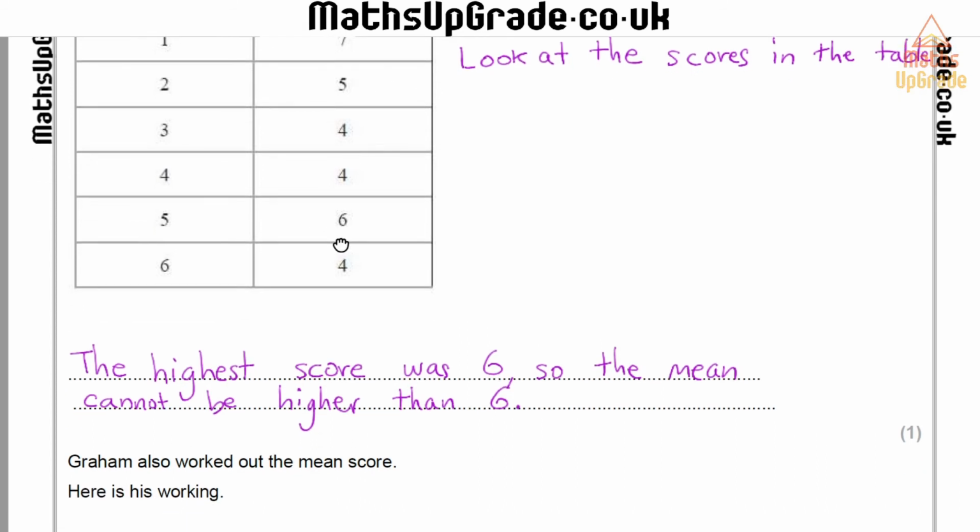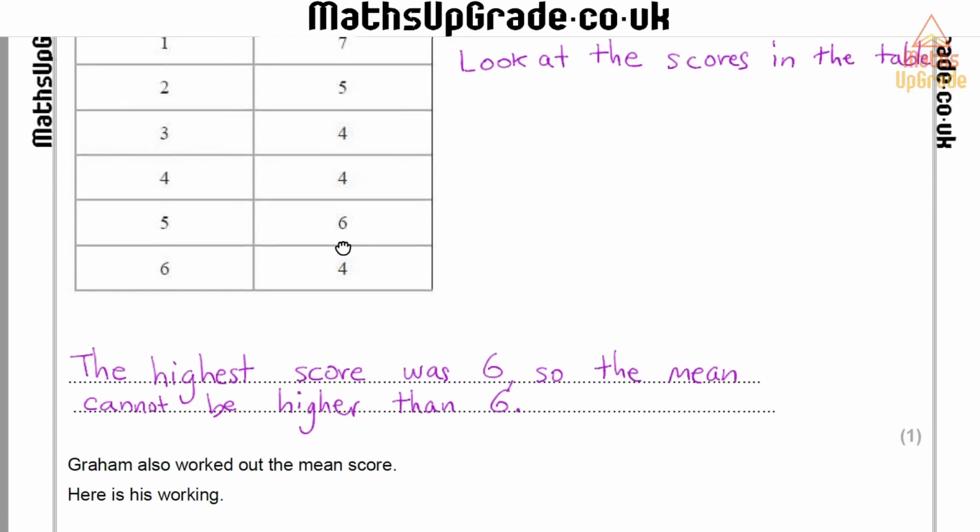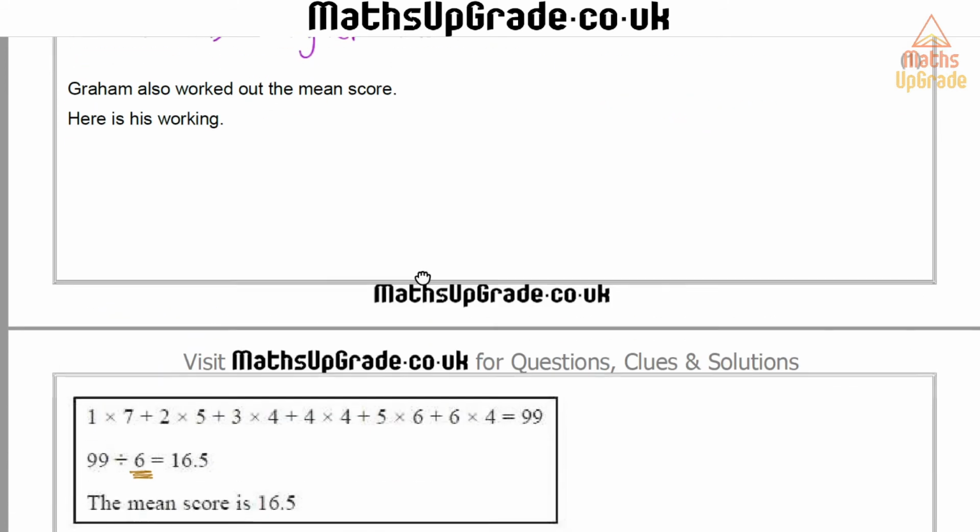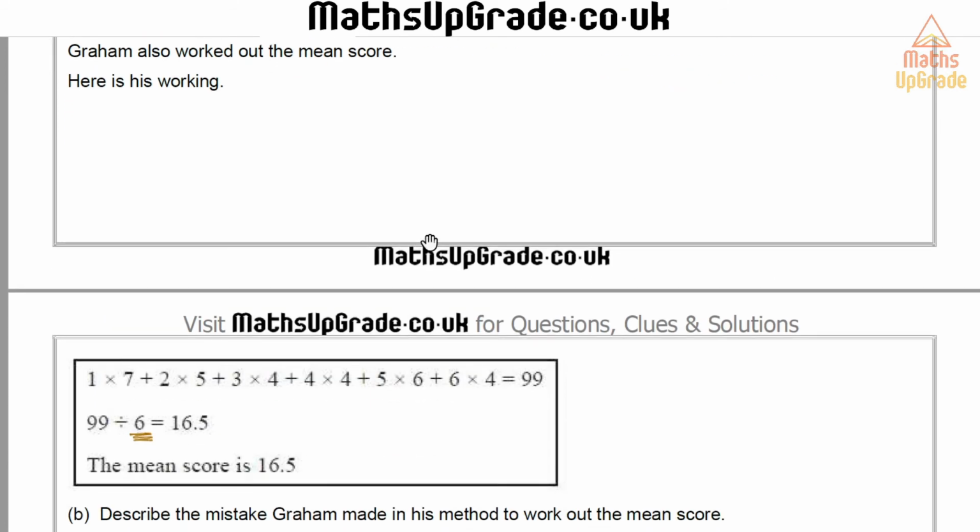In the second part of the question, we're told that Graham also worked out the mean score, and here's his working. So we now need to work out the mistake that Graham made in his method to work out the mean score. So the mistake he made is given there.